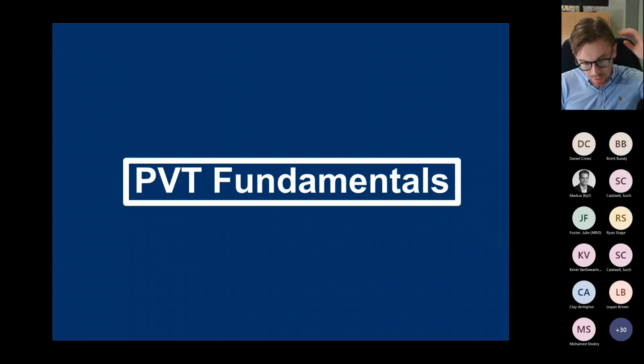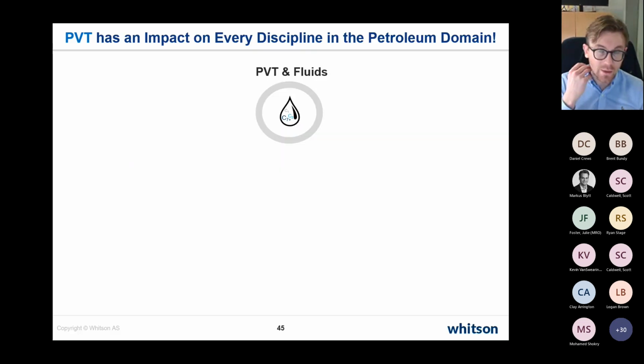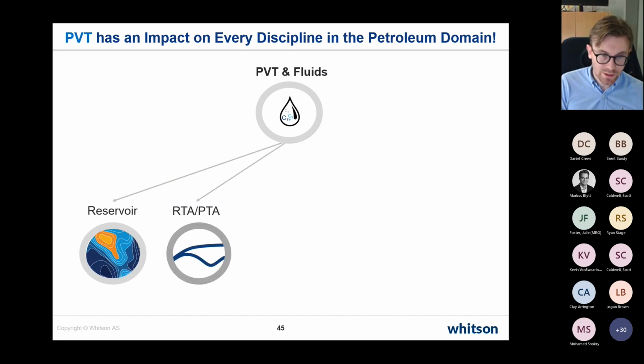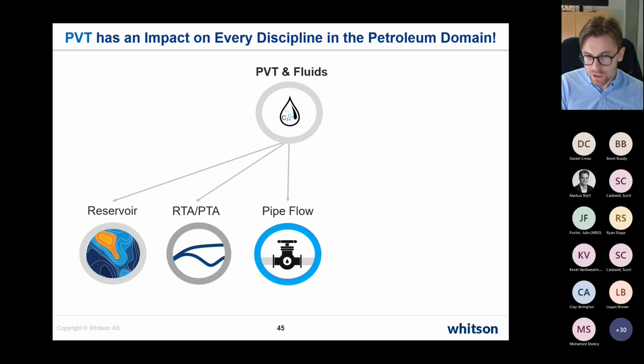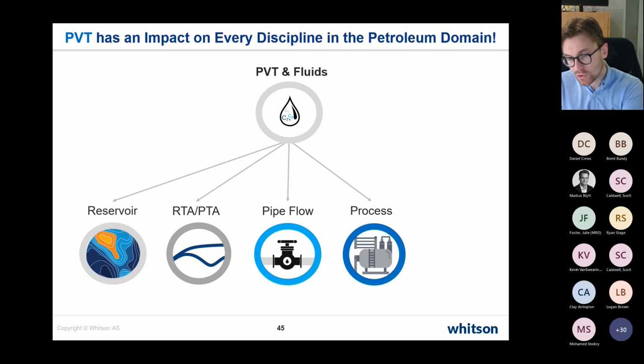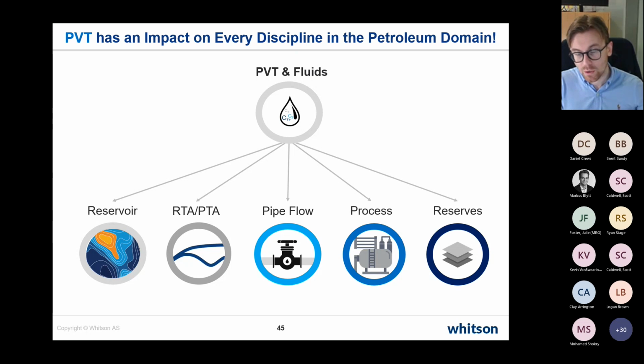Okay, so over to the fundamentals of PVT. Many of you know and have heard about PVT, and it's probably the only thing I can think of that has an impact on essentially every single discipline in the petroleum domain, whether implicit or explicit. Whether you do reservoir simulation, well testing or RTA, pipe flow calculations, process and facility design, reserves, or drilling operations, you name it, all of it is PVT. Densities are PVT. So you need those properties for a wide range of activities.